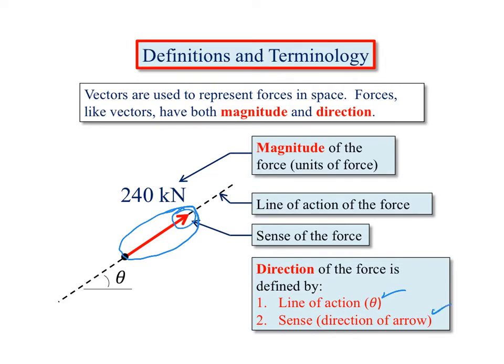So those two things define the direction of the force, and then the magnitude of the force, and it's important to use units of force, in this case kilonewtons. 240 kilonewtons is the magnitude of that force.